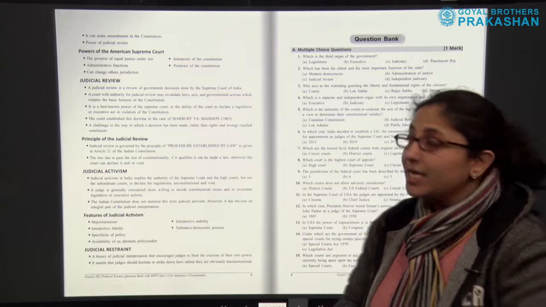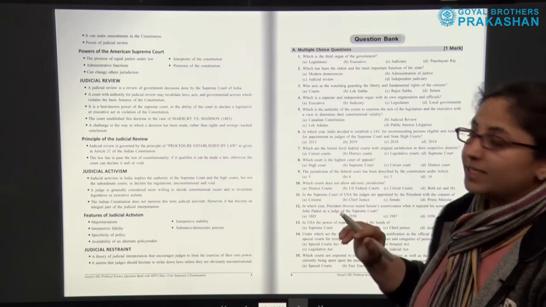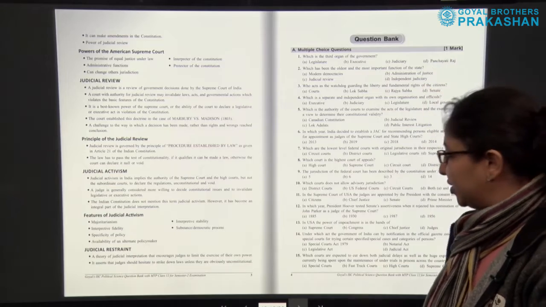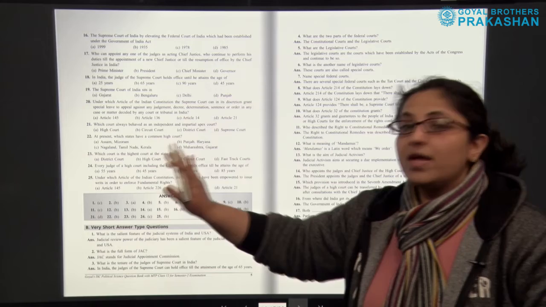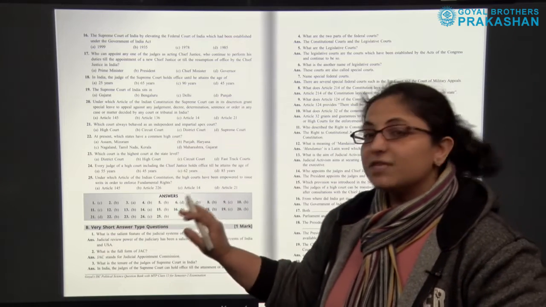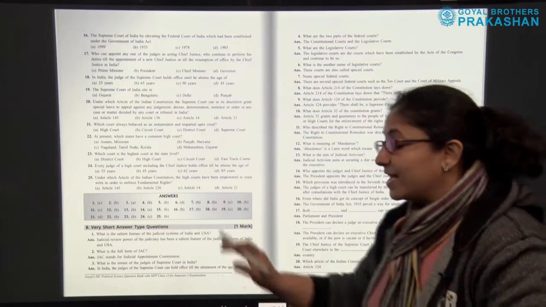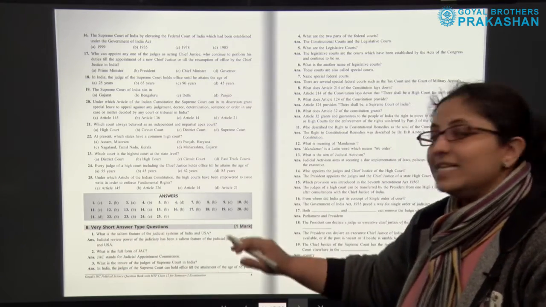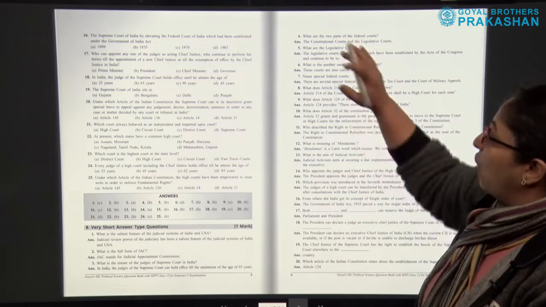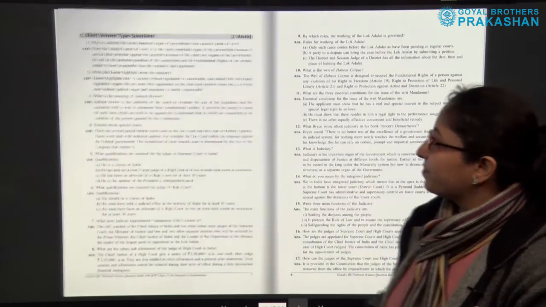Now this is a rich question bank because important questions from the previous years' question papers are included in it. Right? So in the starting of the question bank, we have the multiple choice questions. Now these are 1 mark each type questions. You can see there are around 25 multiple choice questions. Answers for these questions are given here in the grey box. After that, we have again objective type questions which are very short answer type questions. These are again for 1 mark each. All the answers are provided here along with the questions.